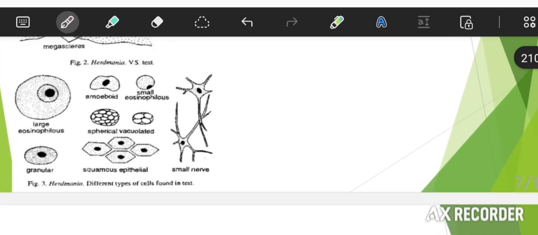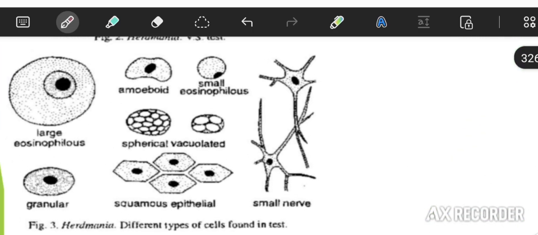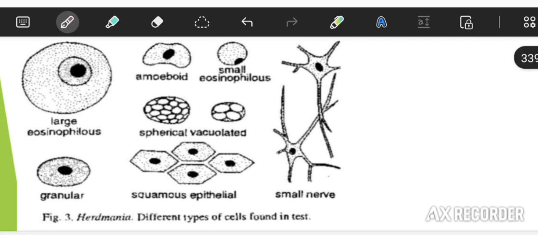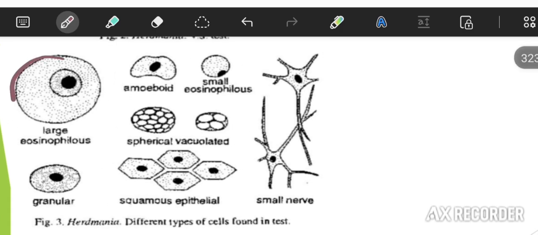This one shows the different types of cells found in the test. If you see here, I told you about large and small eosinophilous cells. This one is the large eosinophilous cell.